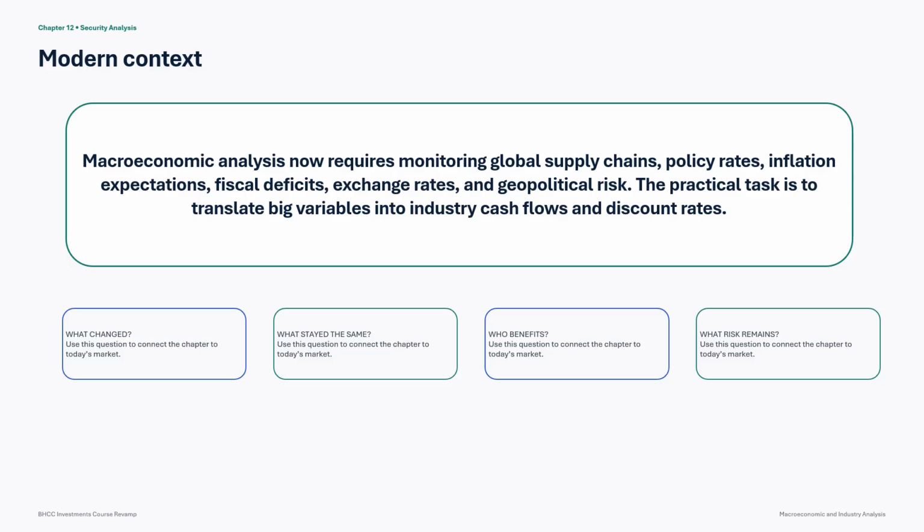Use the 4 questions on the slide. What changed? Identify the variable and the mechanism. Did demand rise? Did supply fall? Did the discount rate move? Did policy alter incentives? What stayed the same? Many durable features survive the headline.